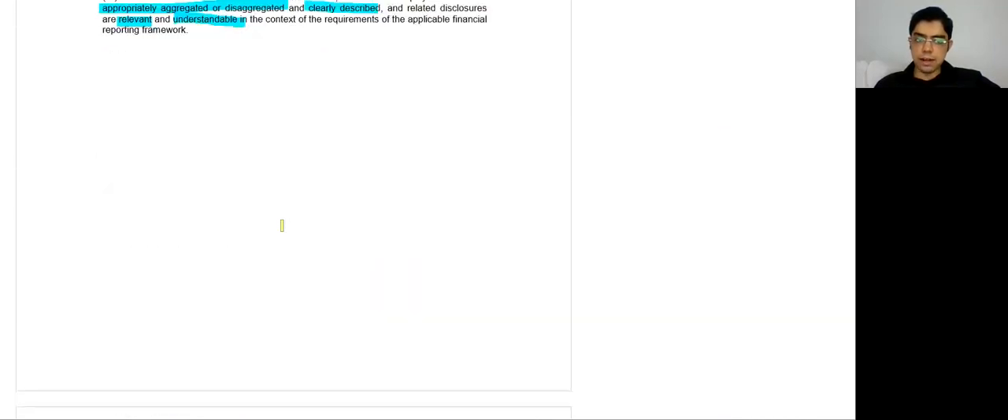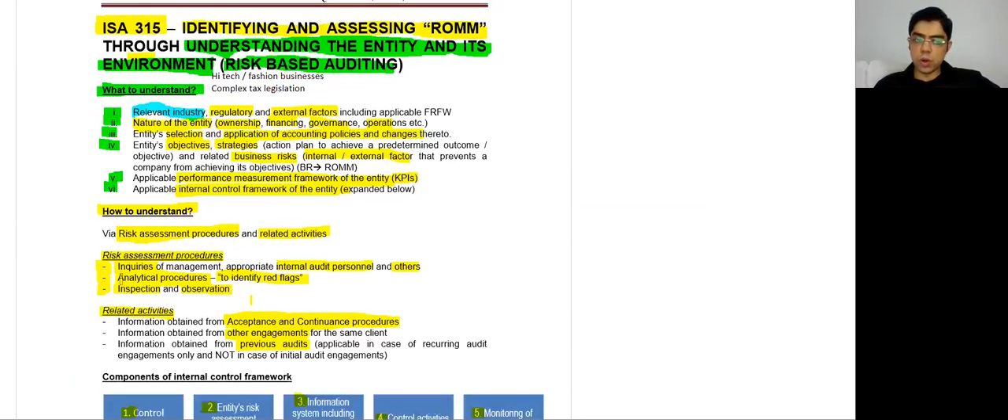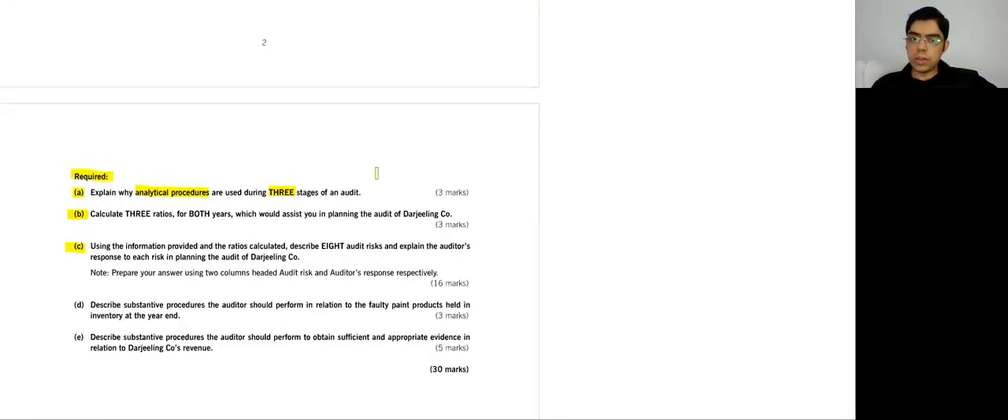In yesterday's class, we covered ISA 315, identifying and assessing the risk of material misstatement through understanding the entity and its environment. And over there, we saw analytical procedures as risk assessment procedures to identify red flags, to identify unusual trends, unusual relationships. So the simple answer to this question, for the first part, part A, we're just partially answering this, but that's fine.